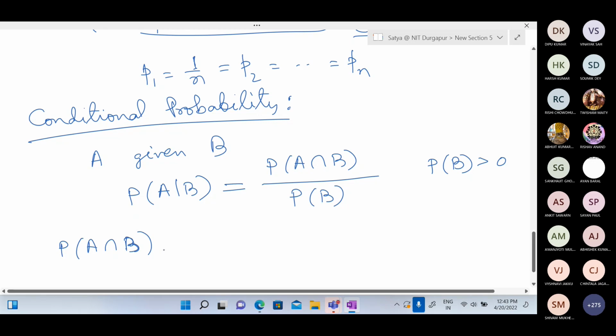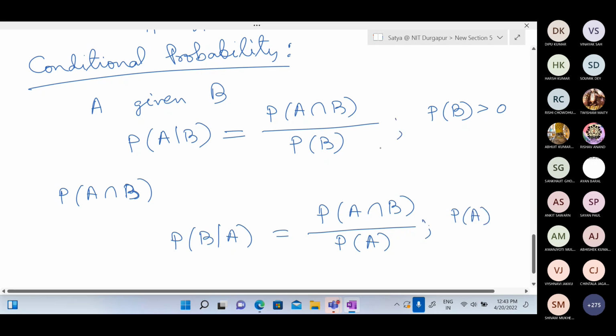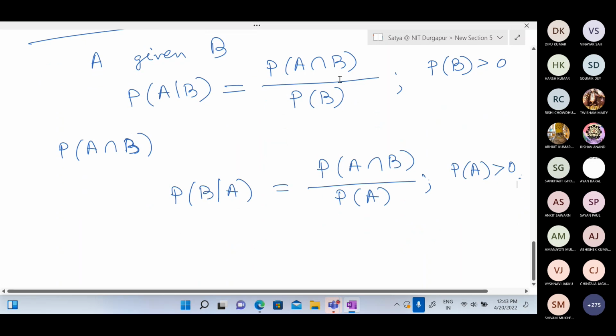Similarly, we can define it oppositely. Suppose A is given, what is the probability of B? Just interchanging A and B, we get probability of B given A equals probability of A intersection B, which equals B intersection A, over probability of A. In this case probability of A should be greater than 0, otherwise it is an invalid definition. Now, if we simplify these two with cross multiplication, we get probability of A intersection B equals probability of B given A times probability of A.